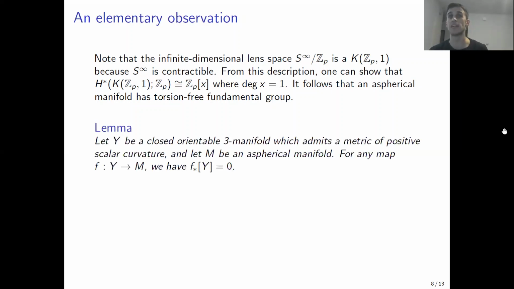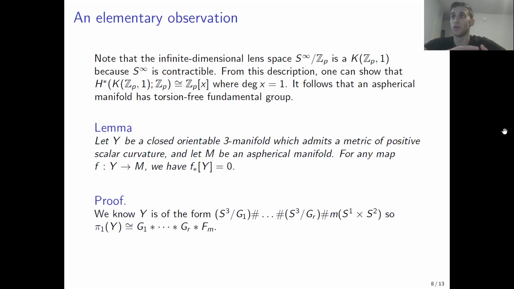Okay, so with this in mind, we can get to the observation. The observation is as follows. Start with a closed orientable three-manifold Y, which admits a metric of positive scalar curvature. And let M be an aspherical manifold. Here I'm not assuming that it's closed or orientable, it's just an arbitrary aspherical manifold. Then for any map from your three-dimensional manifold into your aspherical manifold, the induced homology class is 0. You push forward the fundamental class of Y, and you get 0 in the homology of M. Let me try to explain why this is true.